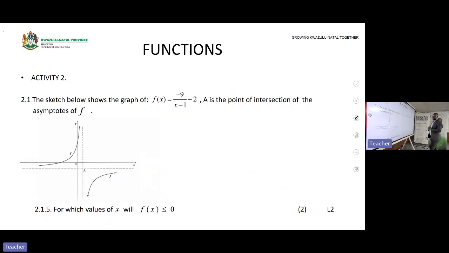Let me quickly move to the next one. The sketch below shows the graph of f. Again, it's the same graph, but now the question is asking us, because here we are trying to interpret, this part is called the interpretation.